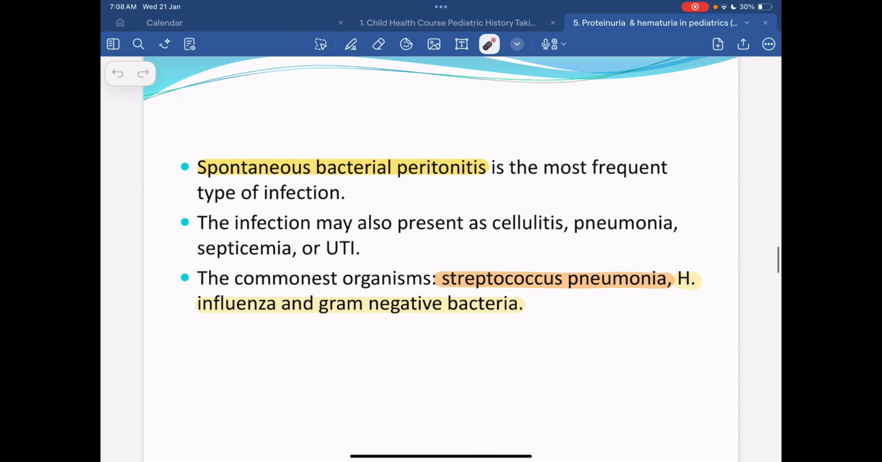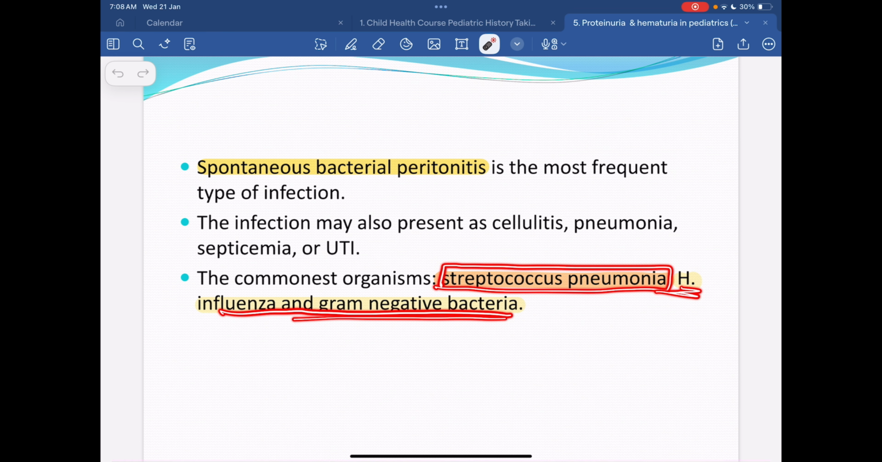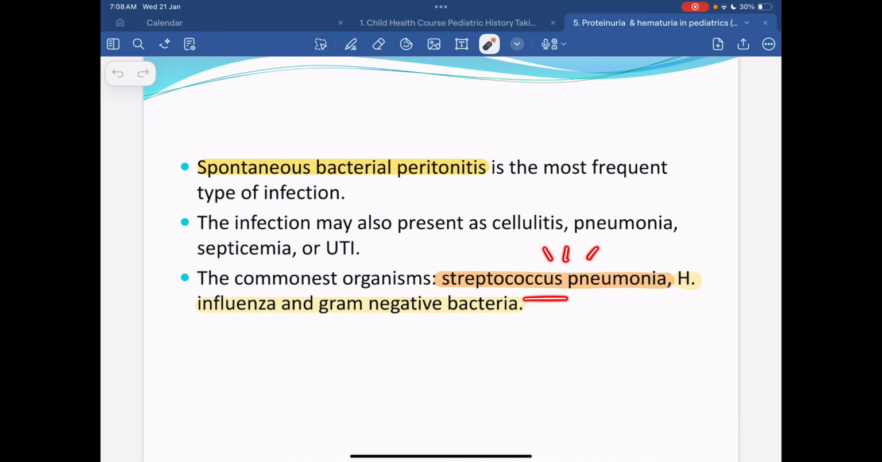Okay, spontaneous bacterial peritonitis is the most frequent type of infection. The infection may also be present as cellulitis, pneumonia, septicemia, or UTI. So in a patient with nephrotic syndrome, don't only look for spontaneous bacterial peritonitis, meaning infection in the edema itself. No. Increased susceptibility to all infections anywhere. So just ask about infections in general. The commonest organism is strep pneumonia, and also we have Haemophilus influenza and other gram-negative bacteria.